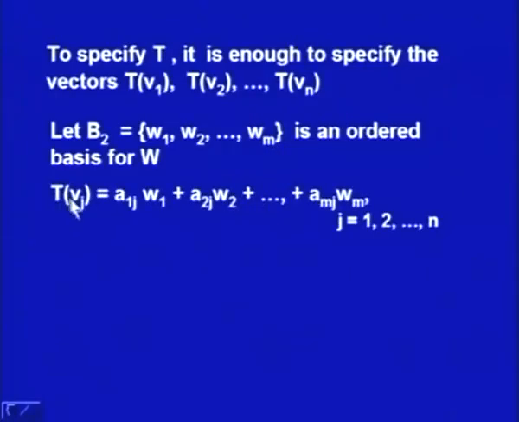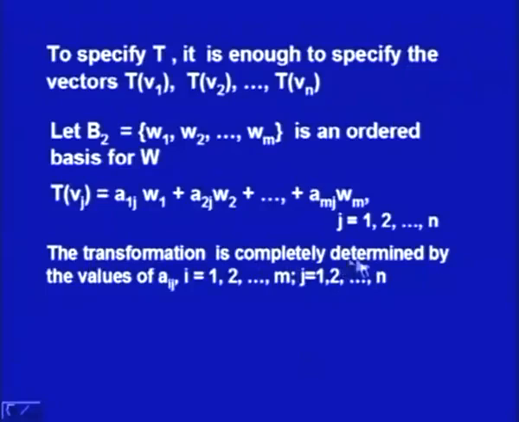Then any vector Vj is a vector in the basis B1. So, T of Vj is equal to A1j W1 plus A2j W2 plus Amj Wm. What I am going to do here is express TVj in terms of the basis vectors W1, W2, Wm. These are the scalars. So, TVj is equal to this for all j equal to 1 to n.